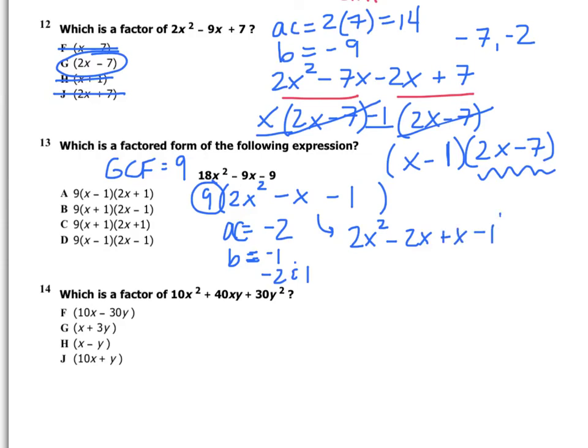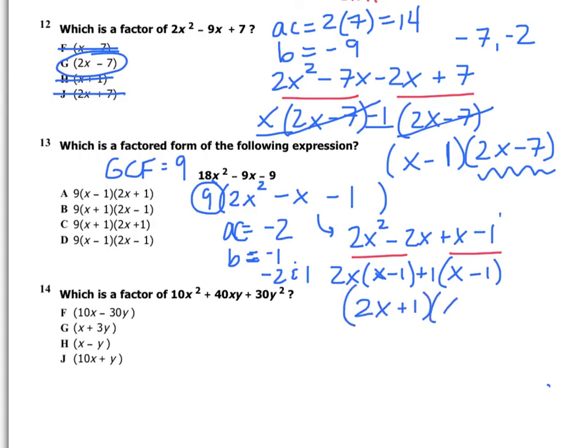So there we have it. We split up the middle term. Factor by grouping. Common factor in each term. This one has 2x, leaving x minus 1. And the other one's already x minus 1, which means we're factoring out a positive 1. 2x plus 1, x minus 1. So we've got the 9 from the beginning. Don't want to forget it. 9 times 2x plus 1, x minus 1. It's the first choice, A.